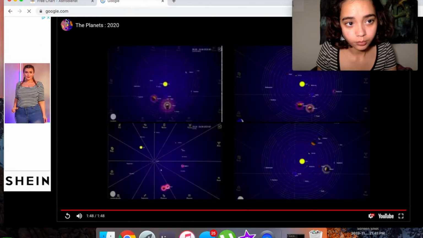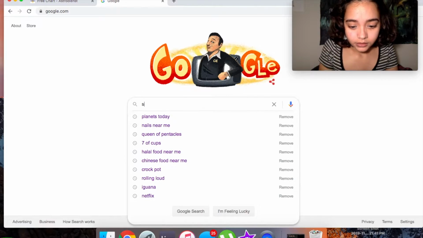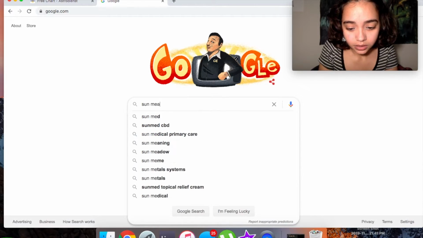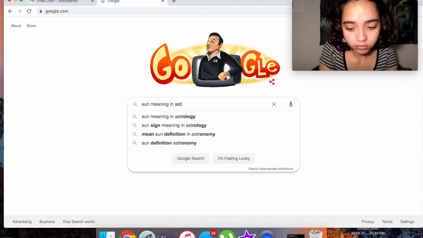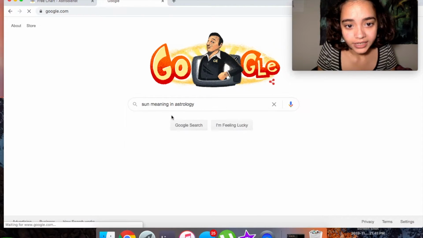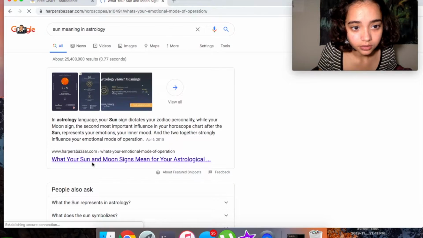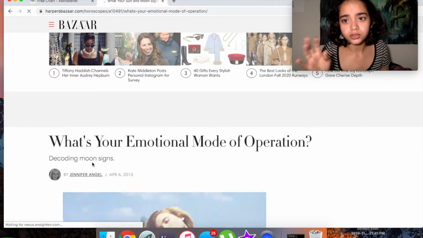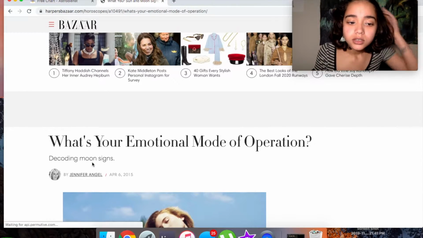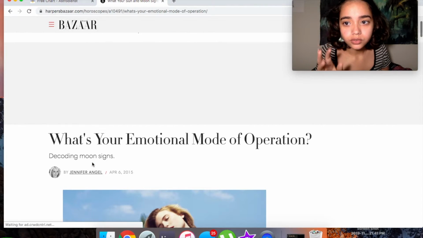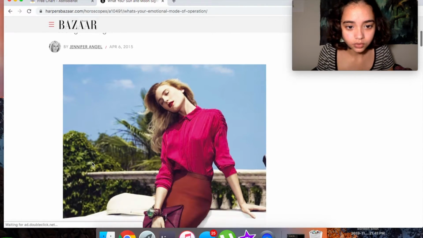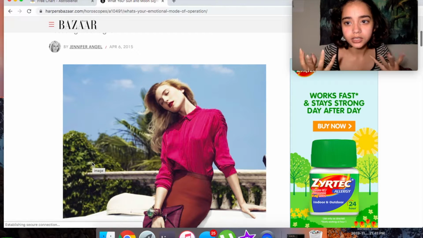And again, you can search this up yourself. Literally Google sun meaning in astrology. That's all you have to Google. And you can get a meaning of what the sun means. And use different sources also. Always use different sources. Don't just use one source, so you can see how everything kind of connects.